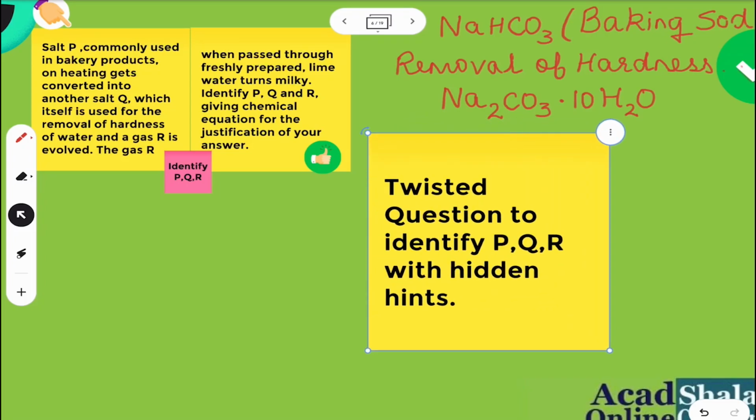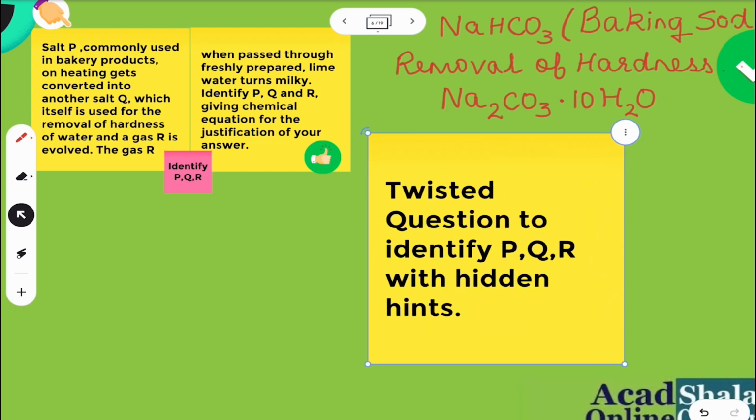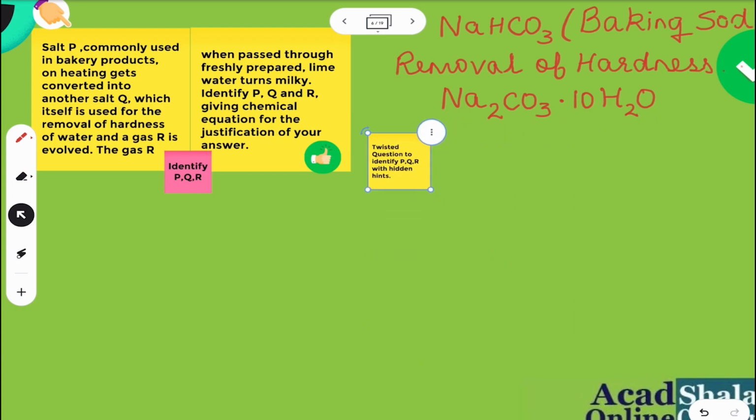Today we are going to do a twisted question to identify P, Q, R with hidden hints.